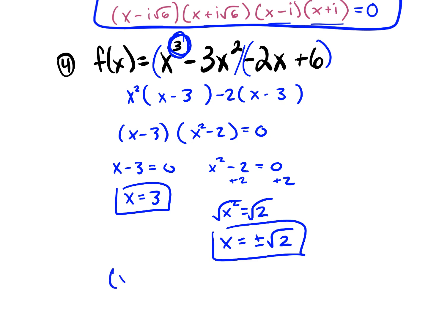So this would be x, what comes next? Minus, okay, I could say minus square root 2. And x plus square root 2. And then what else? x minus 3 equals 0.